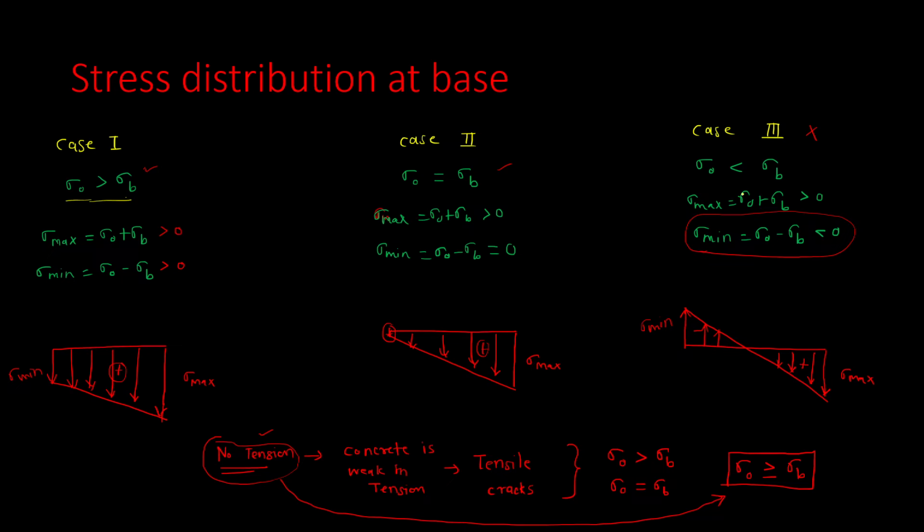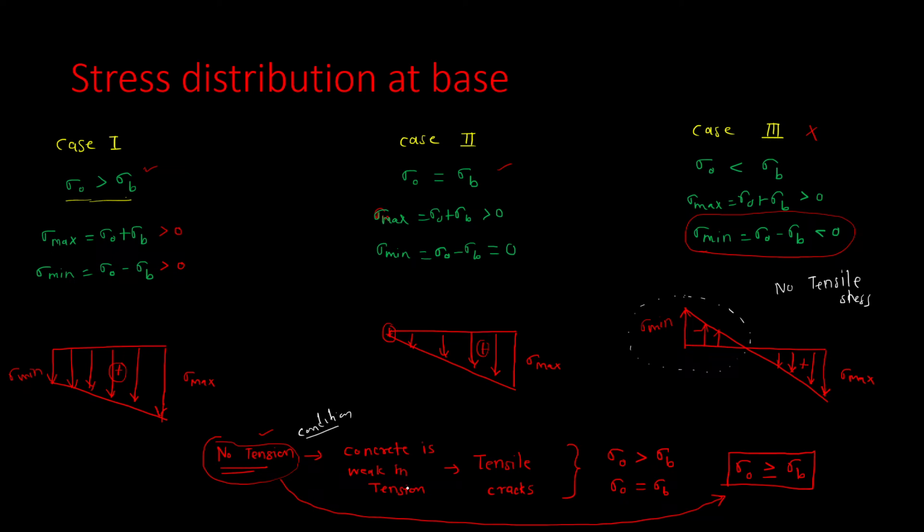However, in case 3, when the bending stress was greater than the direct stress, the minimum stress was coming as less than 0. That means tensile stresses were developing. So we have to design in such a way that these tensile stresses are not developed in our member. That means there should be no tensile stresses. And this condition which produces no tensile stresses is called the no tension condition.